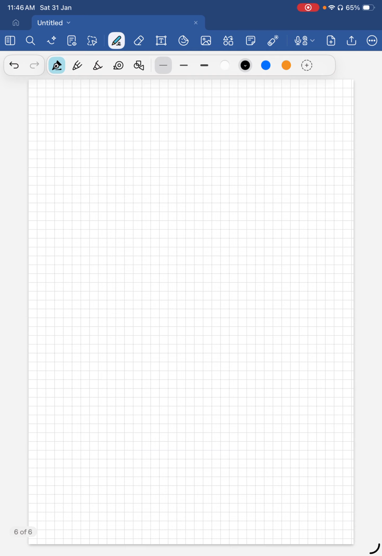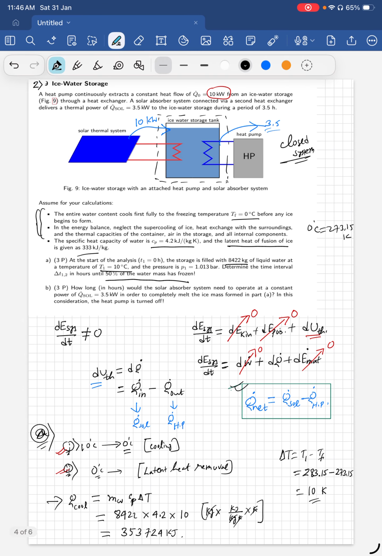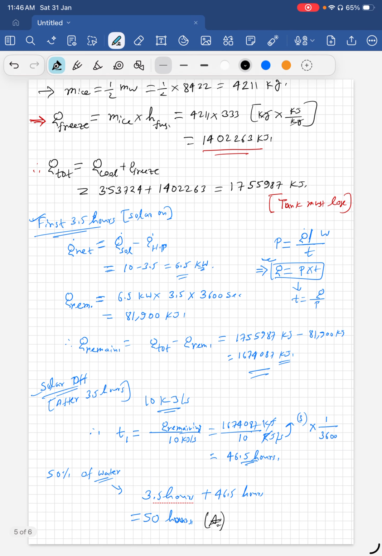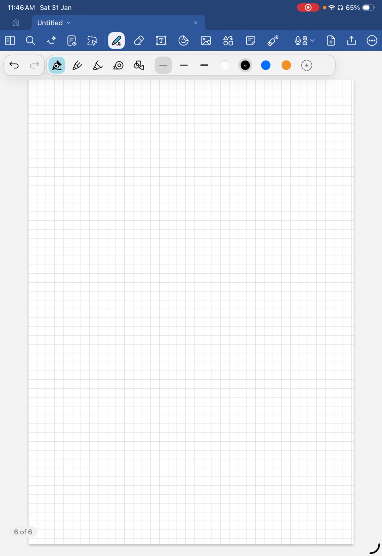And now we have to solve our next part, which asks: at the constant power rate of 3.5 kilowatt, how much time would we take when the heat pump is turned off? So in part B, the heat pump is off. Only solar is available here. So how much time would it take to melt the ice mass?